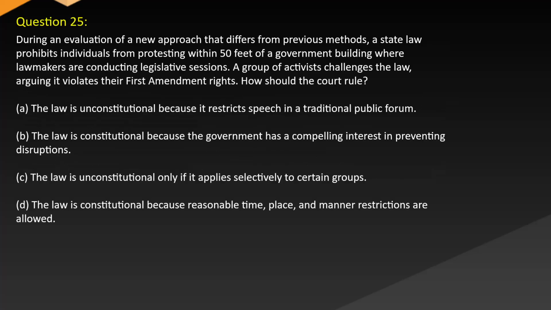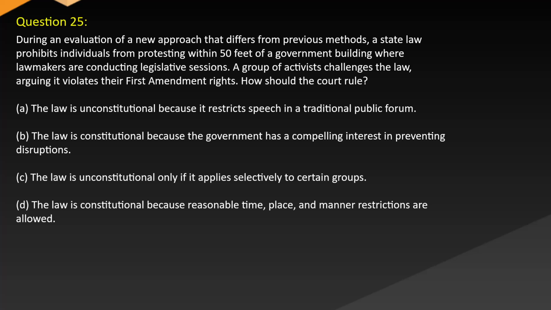Final thoughts. Question 25. During an evaluation of a new approach that differs from previous methods, a state law prohibits individuals from protesting within 50 feet of a government building where lawmakers are conducting legislative sessions. A group of activists challenges the law, arguing it violates their First Amendment rights. How should the court rule?